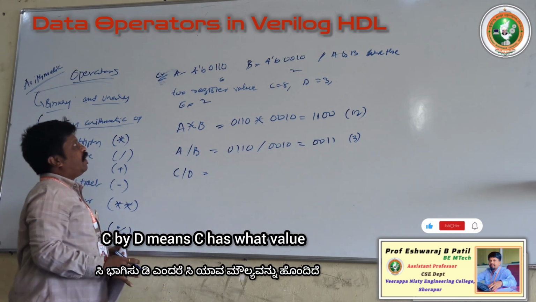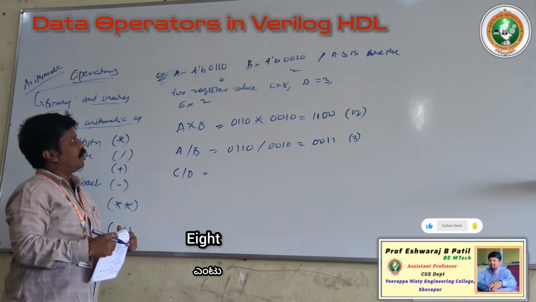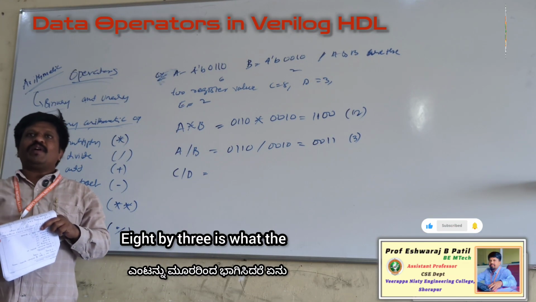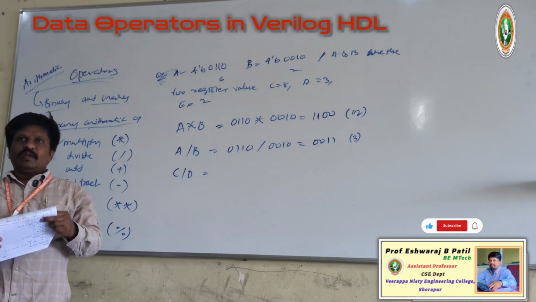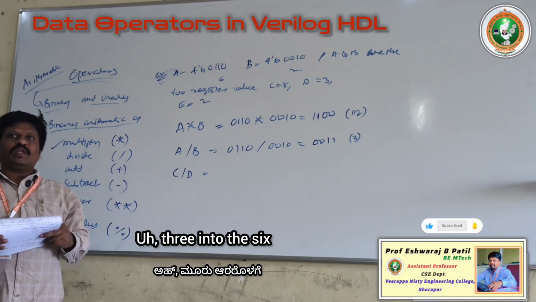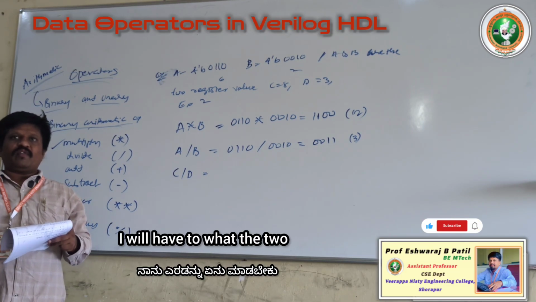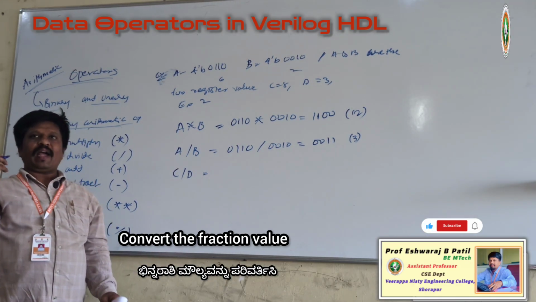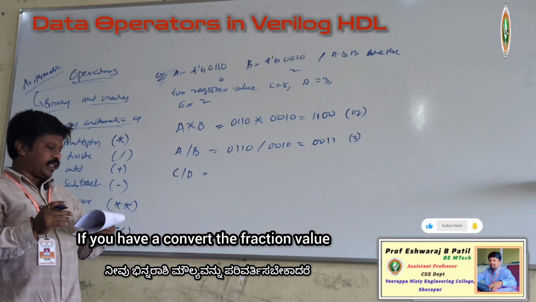C by D has the value 8 by 3. How much is 8 by 3? 3 times 2 is 6, and I left it with 2. We will terminate the fraction value.